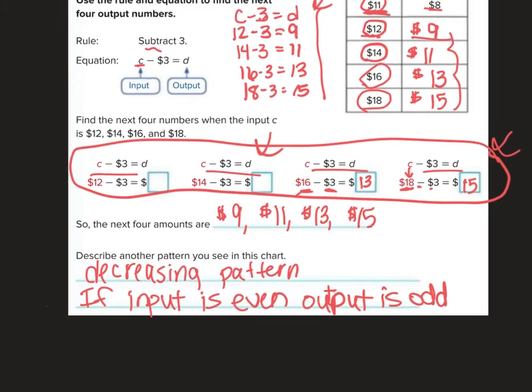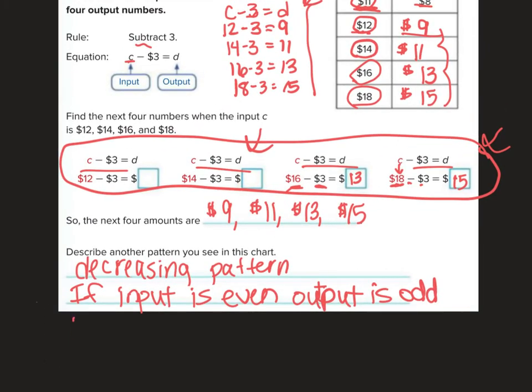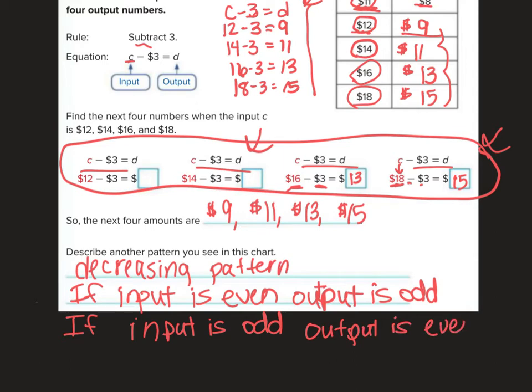I got to move all these guys up. If output is odd, input is odd, output is even. Whoa, that's crazy. That's our best one we've come up with yet.